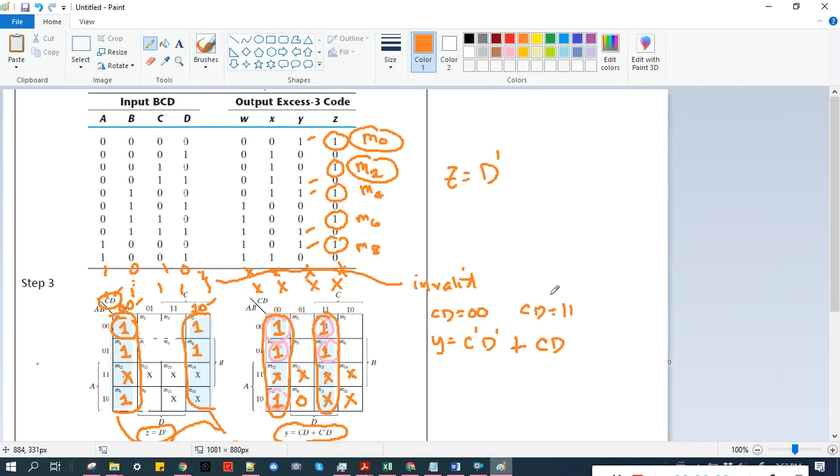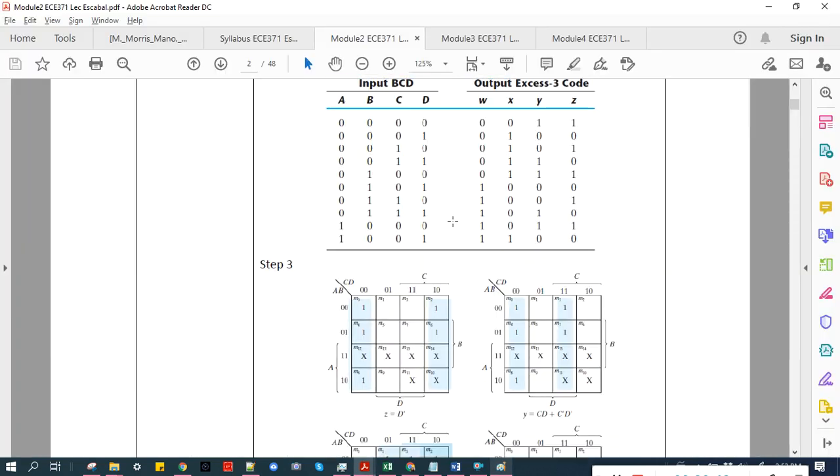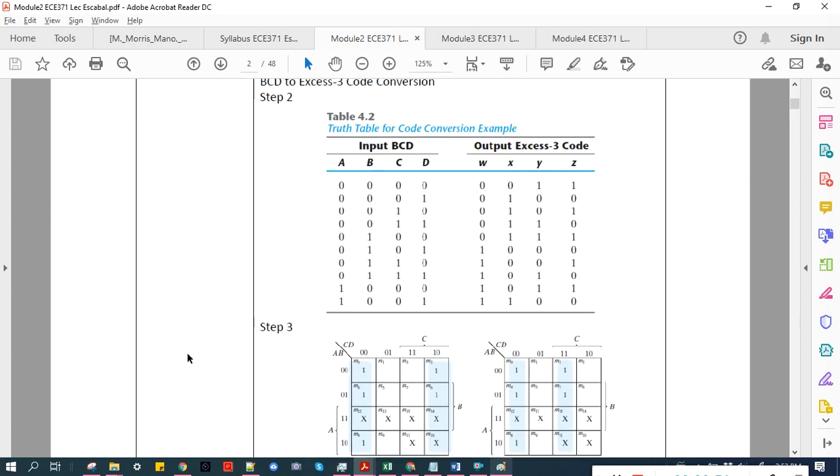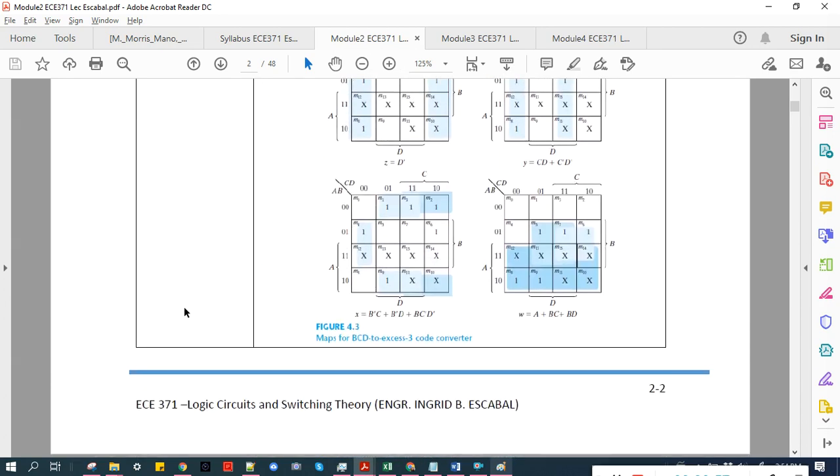So that's how we use K-map. We already have the equivalent functions for y and z. The same procedure goes to x and w. You can follow the same procedure for x and w. The output is x is equal to b prime c plus b prime d plus bc prime d prime. And for w, that is a plus bc plus bd.